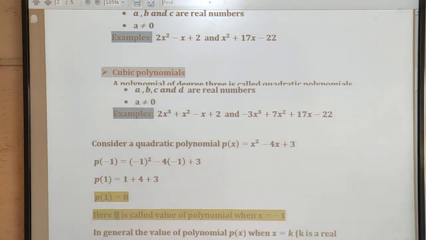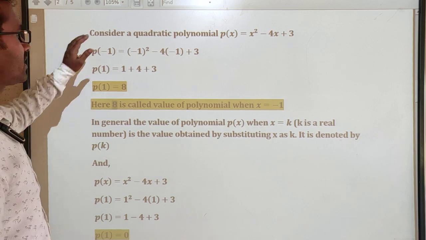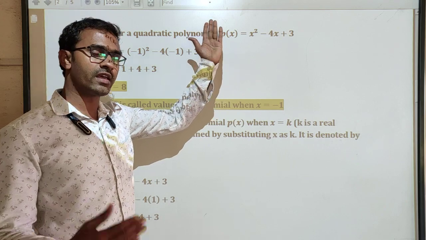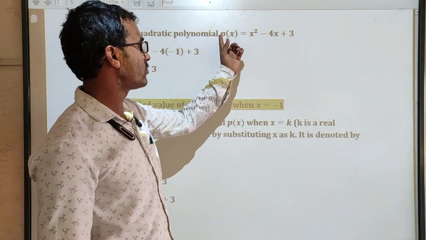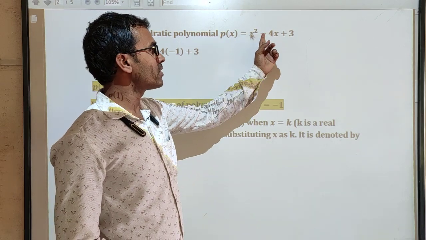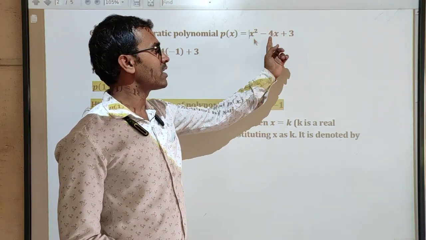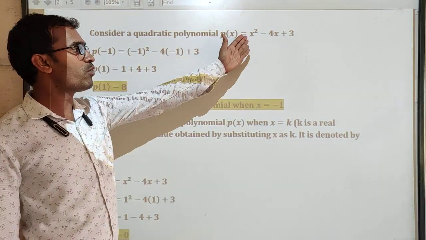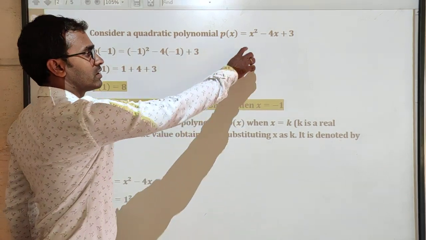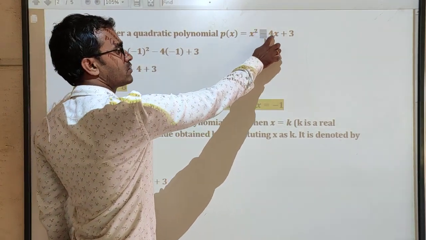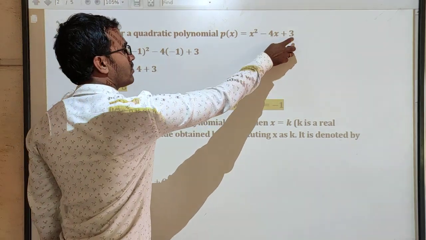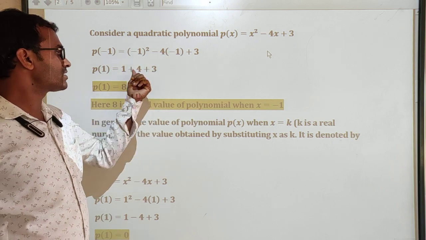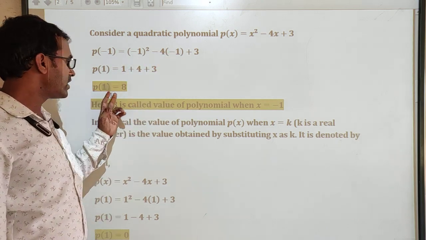Let us consider a polynomial. You take any polynomial, p of x, or h of x, or f of x, whatever. The variable is x, therefore take p of x equal to x square minus 4x plus 3. Substitute x equal to minus 1 in the above polynomial. Minus 1 whole square minus 4 into minus 1 plus 3. This equals plus 1, and minus into minus is plus 4, plus 3.